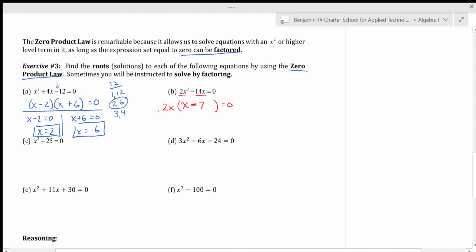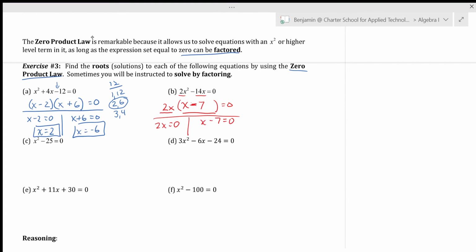Then, since I have two factors that look slightly different than the first one, I still set both of them equal to 0. So 2x equals 0, and x minus 7 equals 0. This is where it goes slightly different from the very first one. Because it's multiplying, I have to divide both sides by 2. So x equals 0 divided by 2, which is always going to be 0.